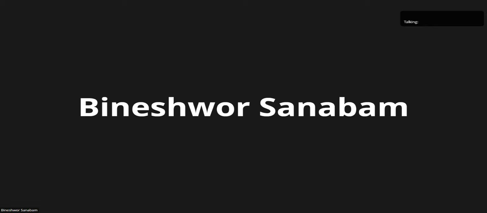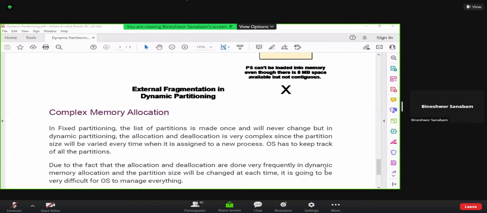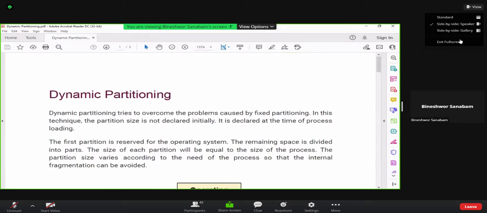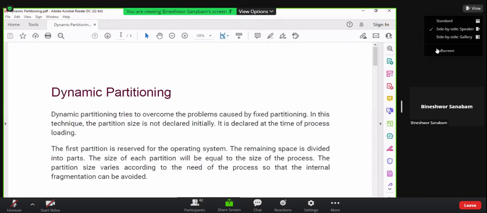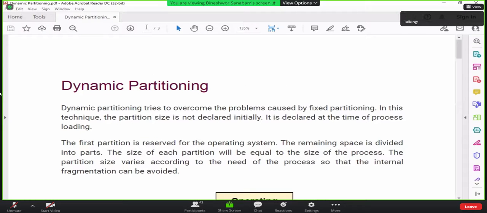Dynamic. So then we have another type of partitioning, which we call dynamic partitioning. In fixed partitioning, we define the partitions before the process is allocated, and once fixed, we cannot change it. So to overcome some problems of fixed partitioning, we can use dynamic partitioning.